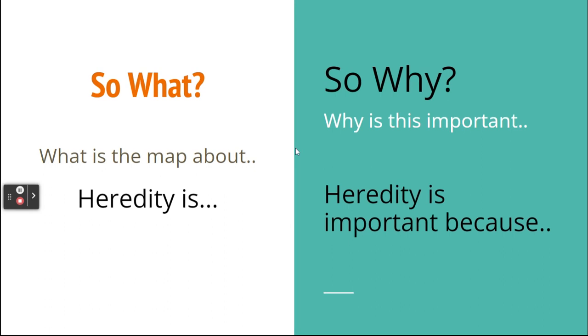So now you're going to write your so what and so why. So what is this map about? Okay, and I've created a sentence starter there. Heredity is, and go ahead and write what it is. So why? Why is this important for us to know? And here's your sentence stem that you can use if you would like. Heredity is important because... If you need more time, make sure you pause the video.